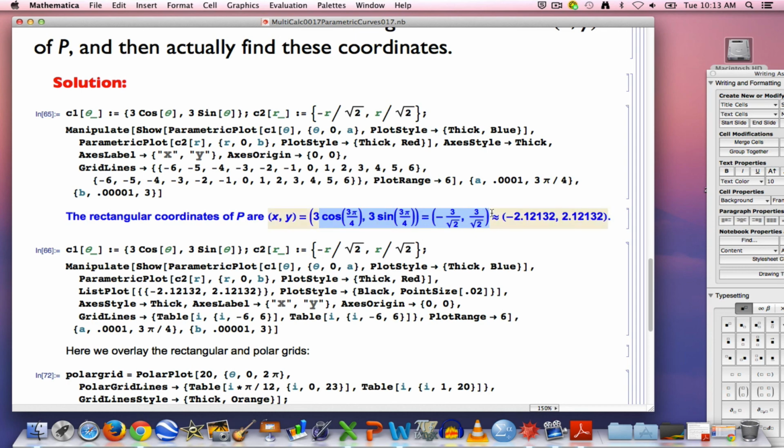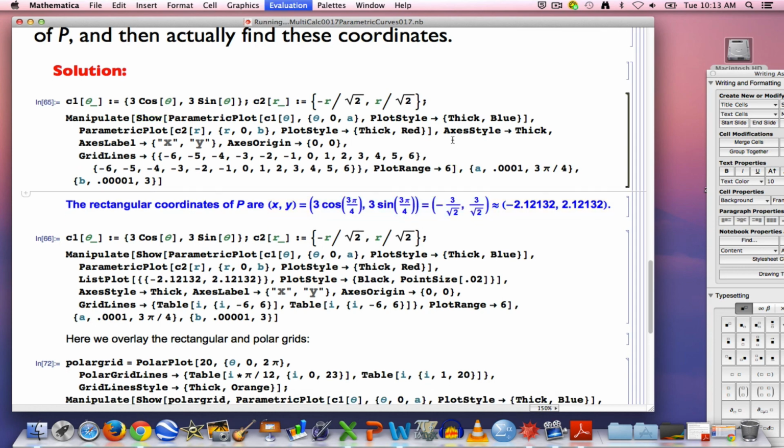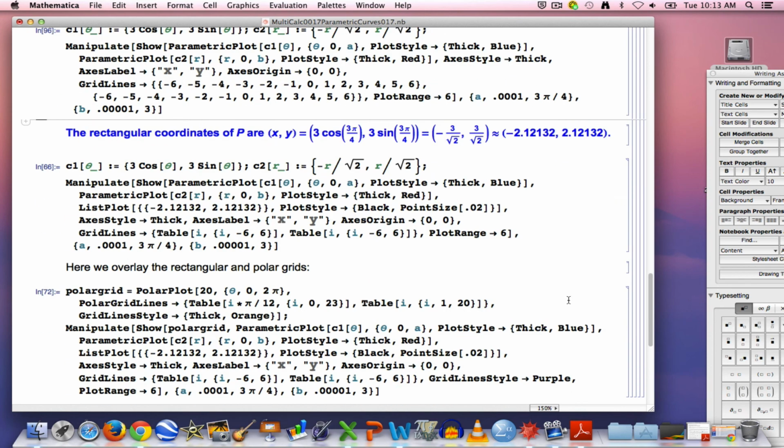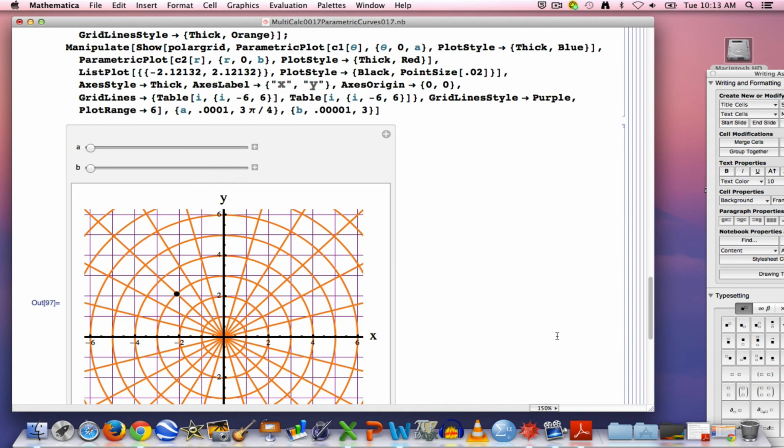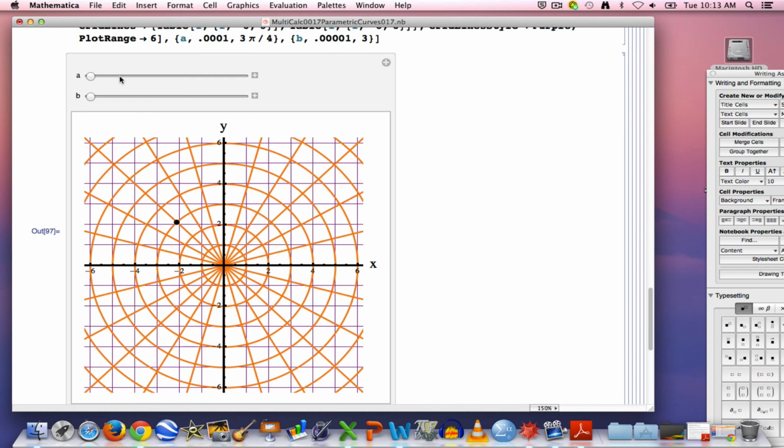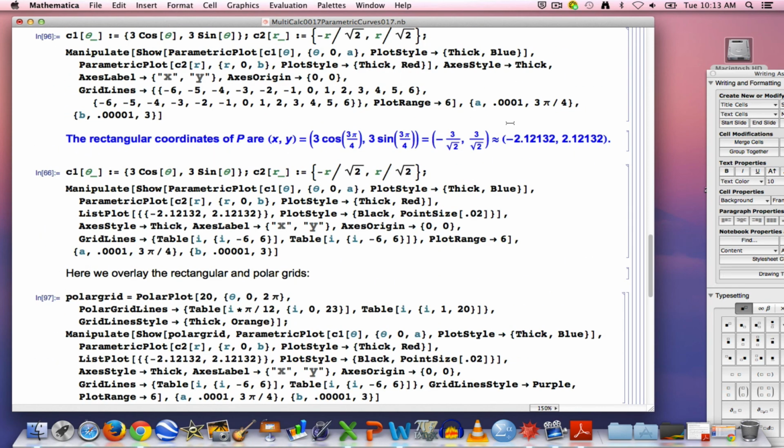Those are the rectangular coordinates of P, and we can enter some other stuff to visualize what's going on here. I actually also put a point, a dot with ListPlot, at the point we were at. There's a point whose polar coordinates are r equals 3 and theta equals 3 pi over 4, and whose rectangular coordinates are given approximately by these things, and that's what I'll end the video with.